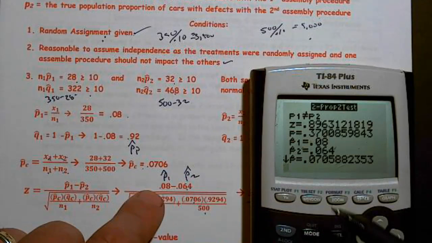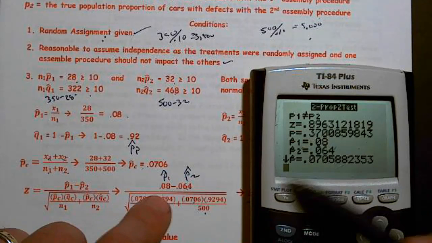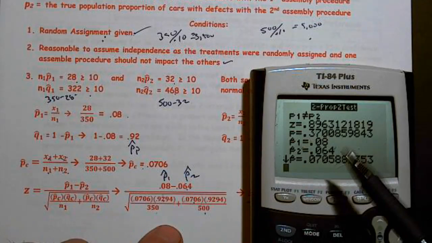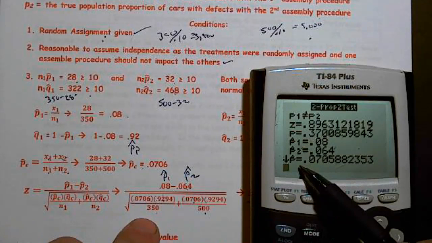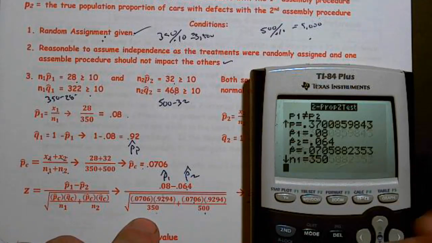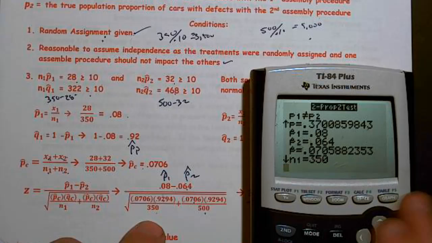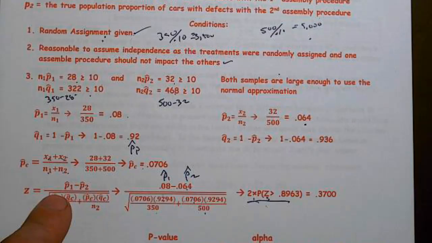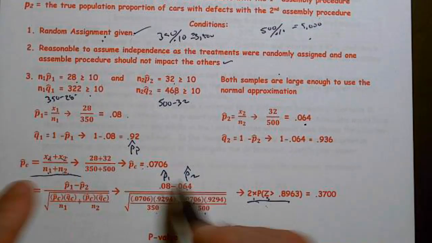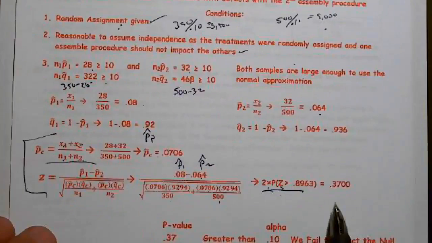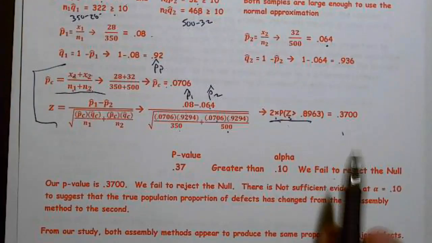And just in case we wanted to check, P hat 1, 0.08, P hat 2, 0.064. And then we have P hat without a notation. That's P hat combined, right? So this last one here is our P hat combined, all right? So it actually calculates it for you, but you still have to show this work, all right? So this is your work shown. Now our P value is 0.3700. It's greater than alpha, so we're going to fail to reject.